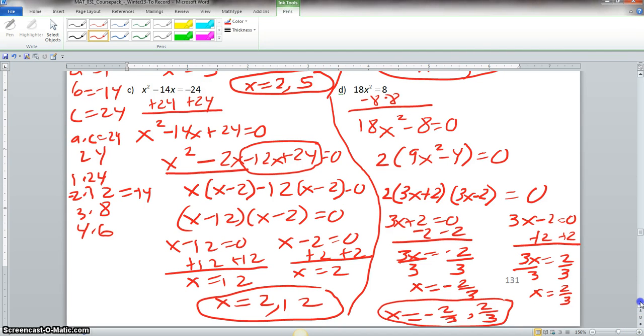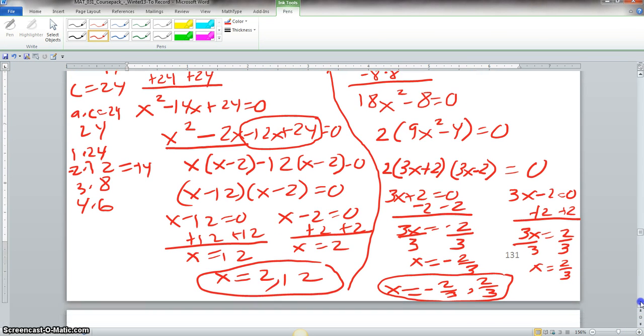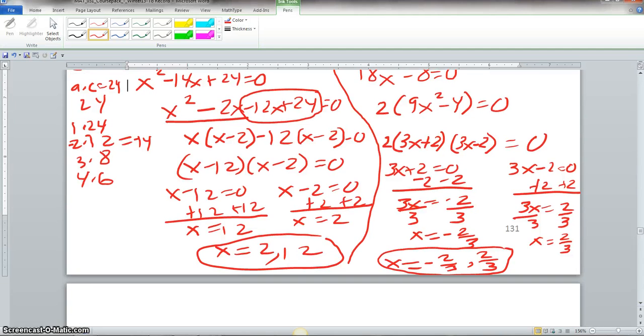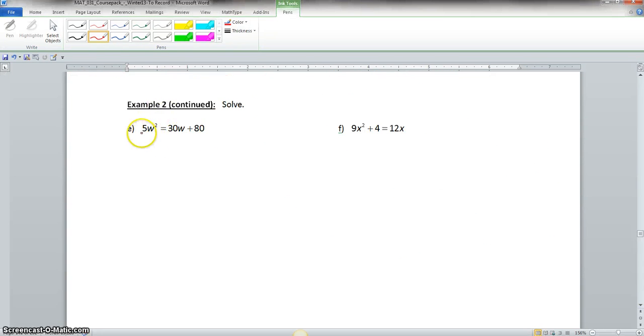Okay. Now we scroll down here to the next page. Now we're at example 2. Now if you notice, this equation is not equal to 0, so we're going to have to subtract 30w and minus 80 on both sides of the equation. So we will have 5w squared minus 30w minus 8 equals 0.